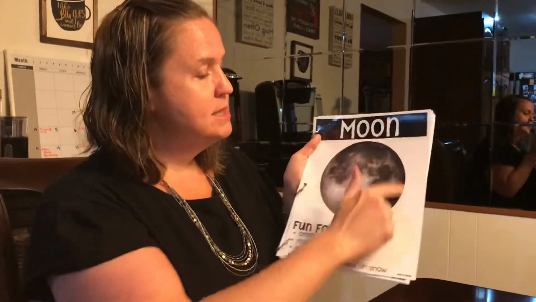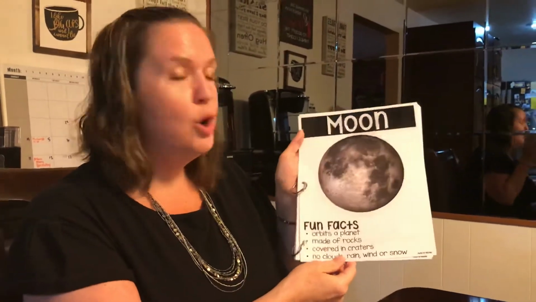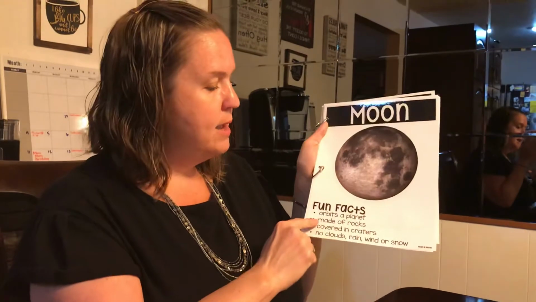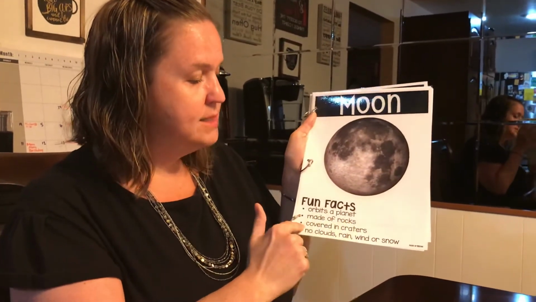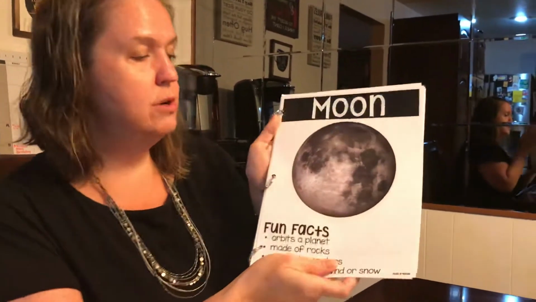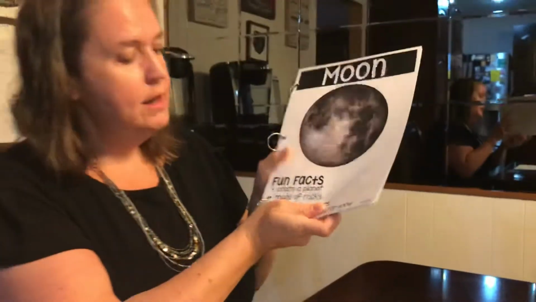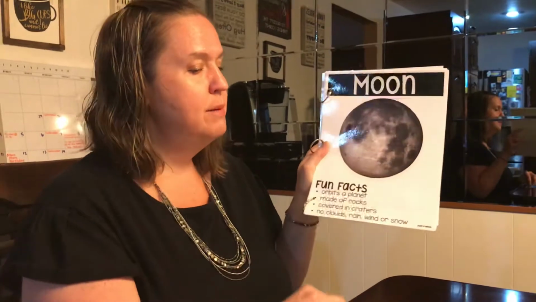So this is the moon. The moon orbits Earth, which orbit is to move around. It is made out of rock. It's covered in craters. So if you look, you can see different craters that are on the moon. And remember, there are no clouds, there's no rain on the moon, there's no wind or any snow on the moon.